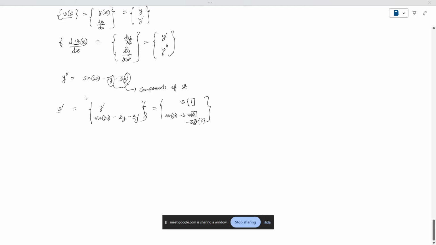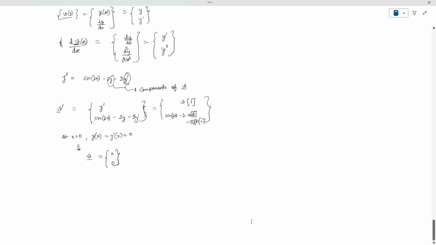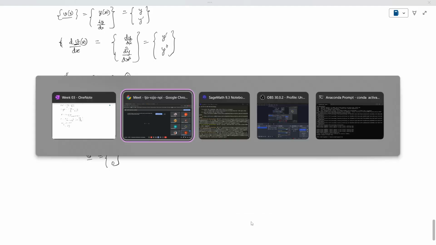And then my initial condition becomes, at x equal to 0, y of x equals y dash of x equals 0, which means that at x equal to 0, my initial condition is vector v is 0, 0. Right, so this is the basics behind it. Now we'll go back to the code and implement this there.